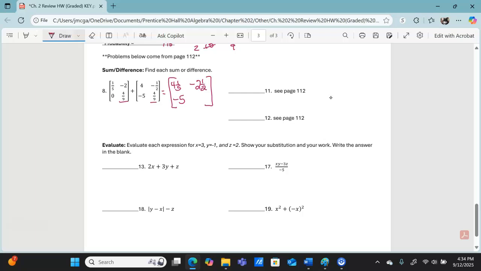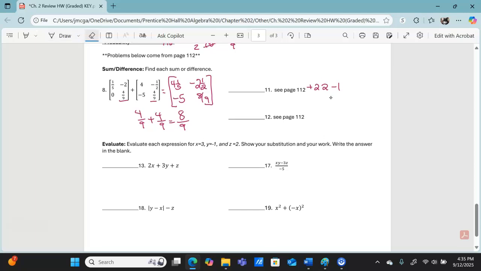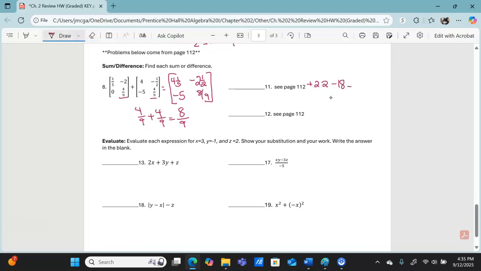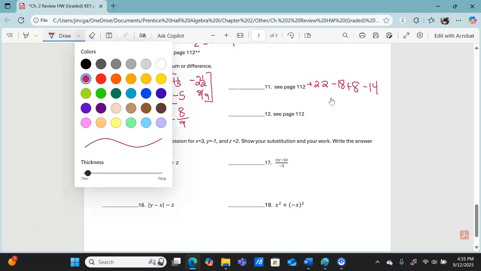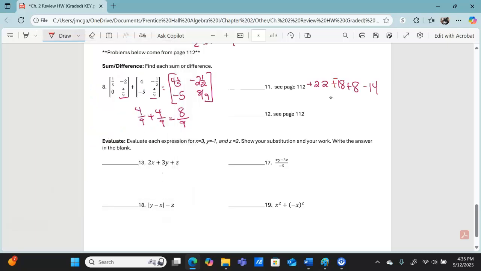And then 4/9 plus 4/9. When we add fractions, we add the numerators and keep the denominator. So we get 8/9. Number 11, you had to look at page 112. It said on 4 plays, a team gained 22 yards, lost 18. That's not very neat. Gained 8 and lost 14. What's the total?